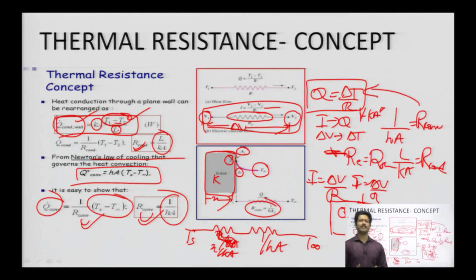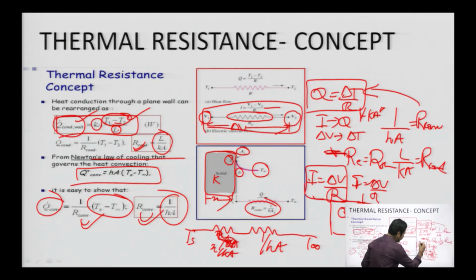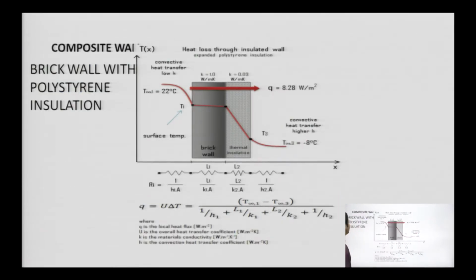While putting this into this format, that is Q is equal to delta T by R, and Q is equal to delta T by R has come from here, that is I is equal to delta V by R. So this is called thermal analogy. This is called electrical analogy to thermal resistance circuit. So this is the same thing I was explaining to you in the previous slide.